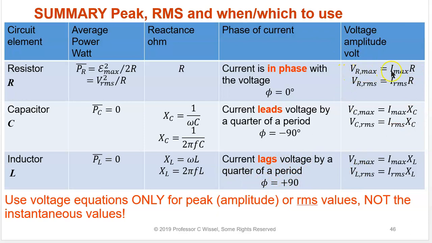VR for the max is I max times R. VR for the RMS is I RMS times R. Of course, for the resistor it doesn't make any difference. Okay, for the capacitor, VC max equals I max times XC, and VC RMS is I RMS times XC. For the inductor, VL max equals I max times XL. VL RMS equals I RMS times XL.